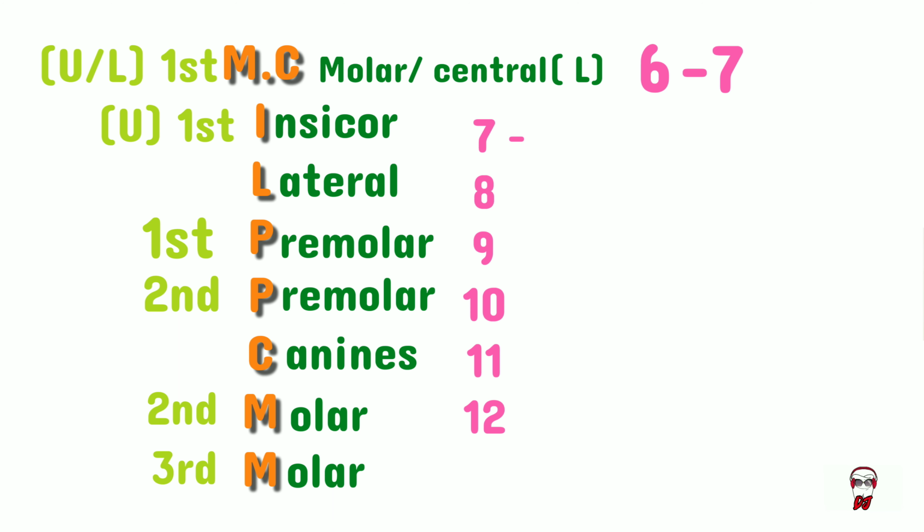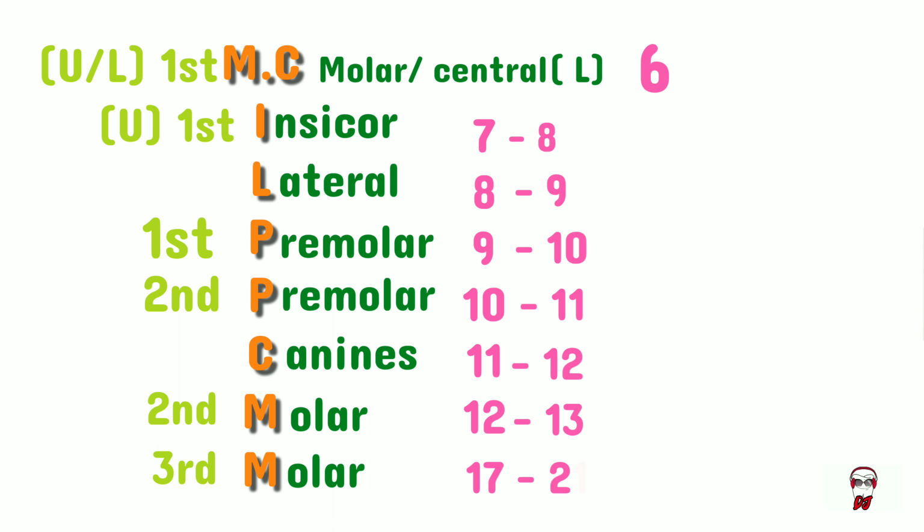The upper central incisors are 7 to 8 years. The laterals are 8 to 9 years. The first premolars are 9 to 10 years. The second premolars are 10 to 11 years. The canines are 11 to 12 years. The second molar is 12 to 13 years. The third molar alone is different, which is 17 to 21 years.